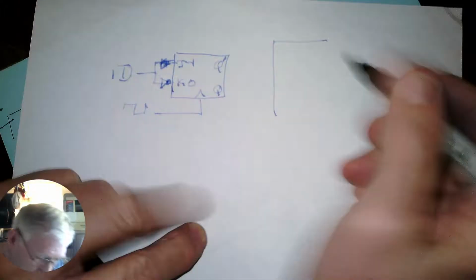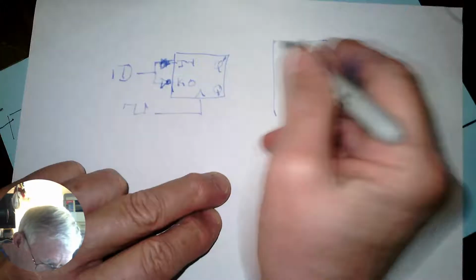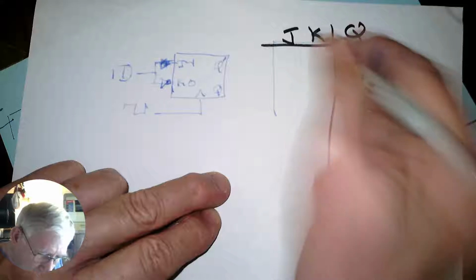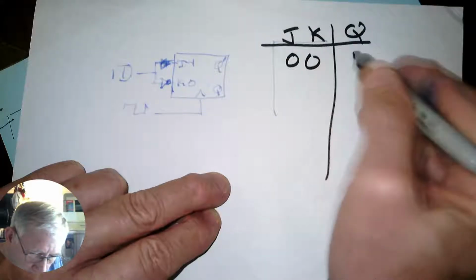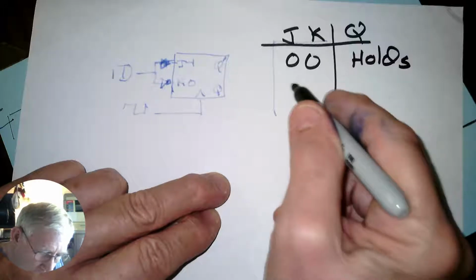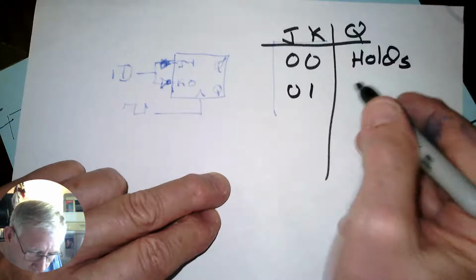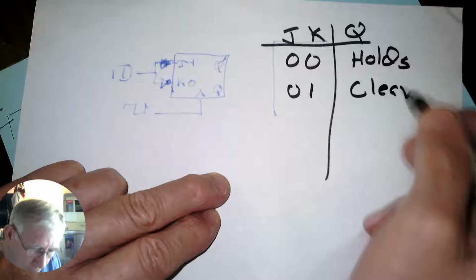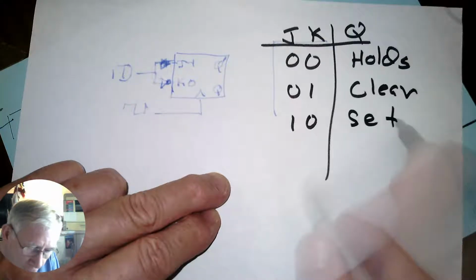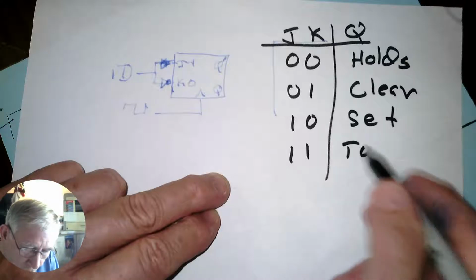So if we write a little table, okay, so this is Q, and this is J, and this is K. If they're both 0, Q holds. It stays the same. If J is 0 and K is 1, then it's going to clear. And if J is 1 and K is 0, it's going to set. And if they're both 1, it's going to toggle.